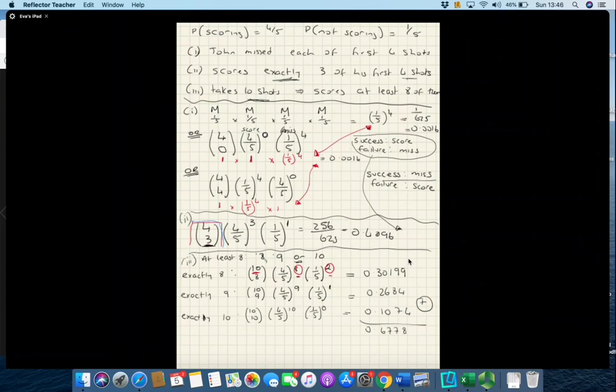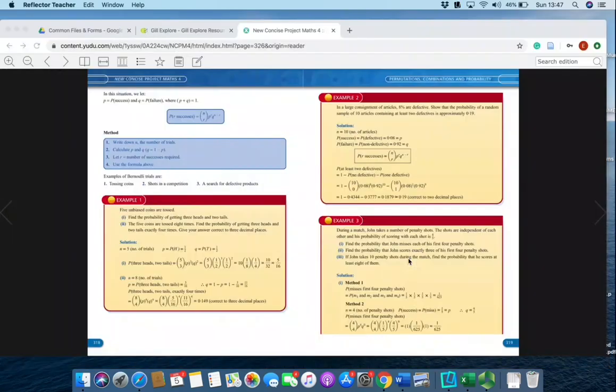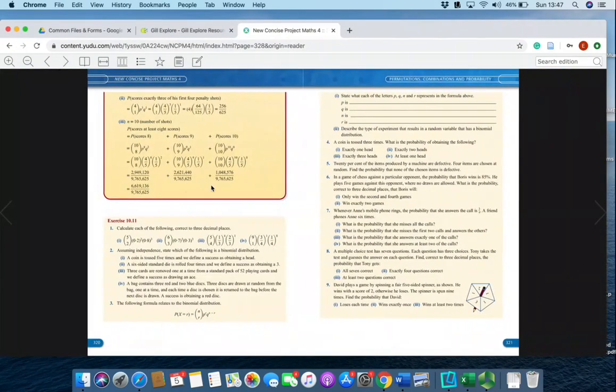Okay, why do I expect a fairly high number? Because you have an 80% chance of scoring. So therefore to score 8, 9 or 10 out of 10 is fairly likely. Okay, so that's at least 8, 9 or 10. Very common Leaving Cert question. Okay, check our answers. Oh, they've left them in decimal, but anyway, not to worry. That okay?